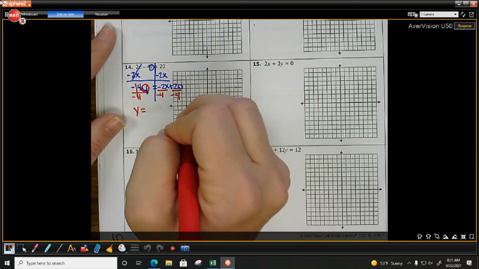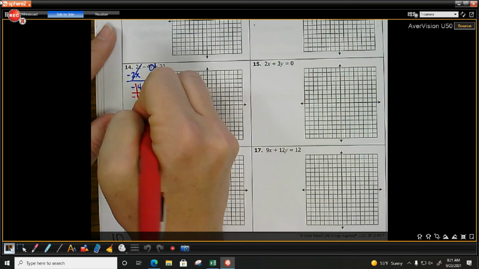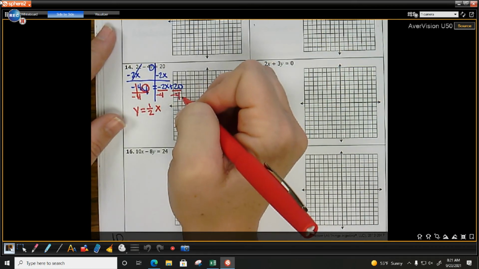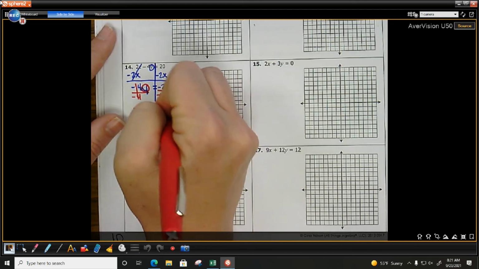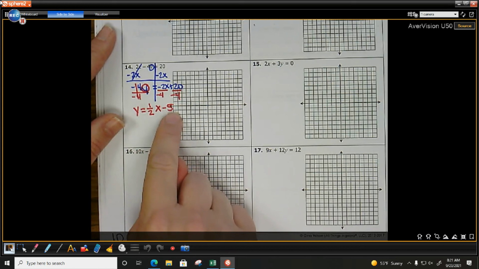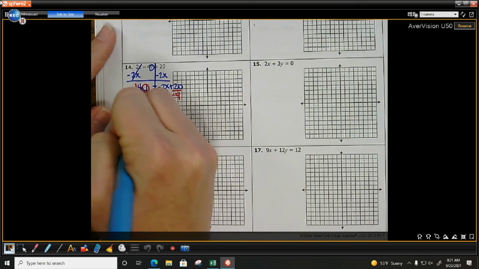Negative 2 divided by negative 4? 1/2 x. And then 20 divided by negative 4? Negative 5. Are we now in the form y equals mx plus b? Yes, so what's my m? 1/2. And what's my b?